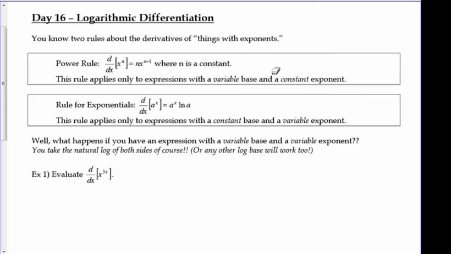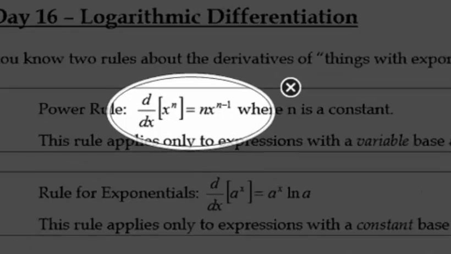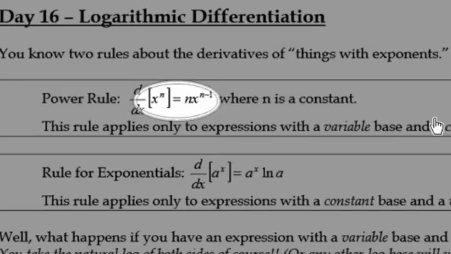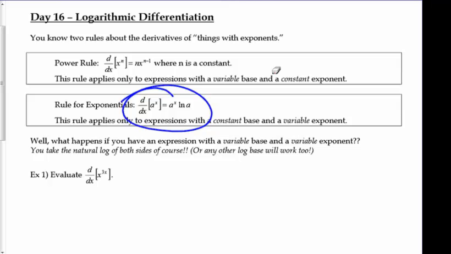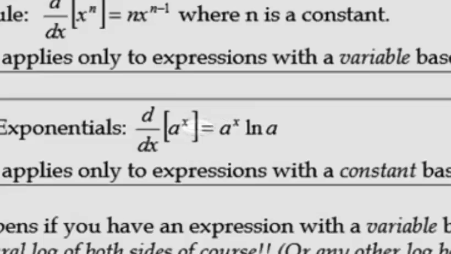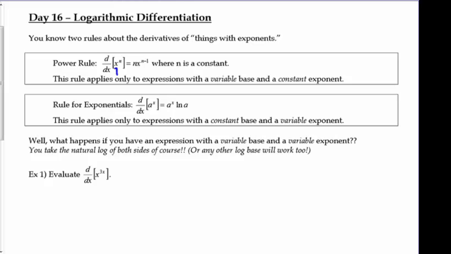We can have a derivative if I have an x to a power. The derivative of x to the n, you bring down the power, reduce it by 1, and get n x to the n minus 1. When you take the derivative of a to the x, it is a to the x times ln a. So that's what happens when you have the derivative of a variable base and a constant exponent versus a constant base and a variable exponent.